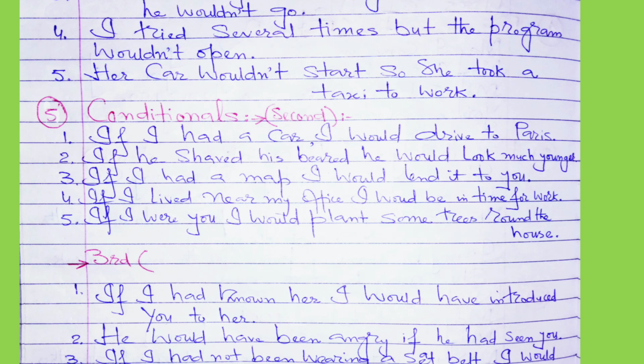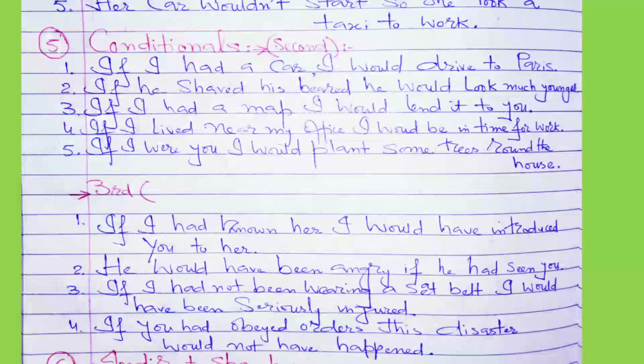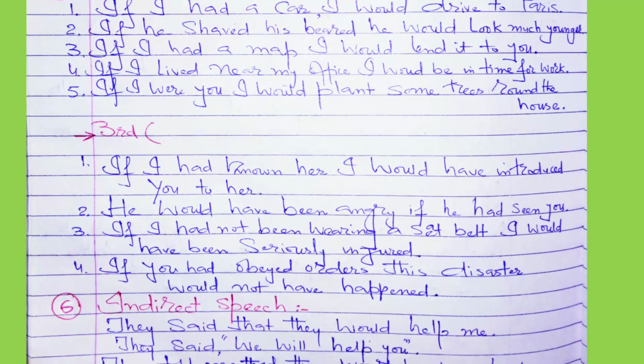Fourth one, if I lived near my office, I would be in time for work. But I don't live near my office. I live far away from it. Fifth one, if I were you, अगर मैं आपकी जगह होता, I would plant some trees around the house. तो मैं इस घर के इर्द गिर्द पौधे लगा देता. Second conditional. We use this word for the second conditional and third conditional also.